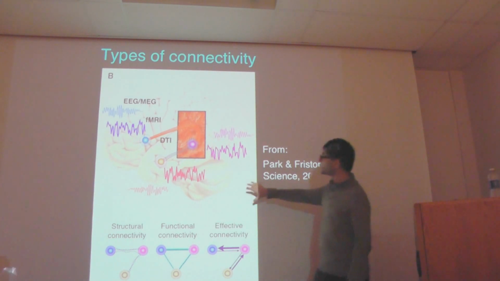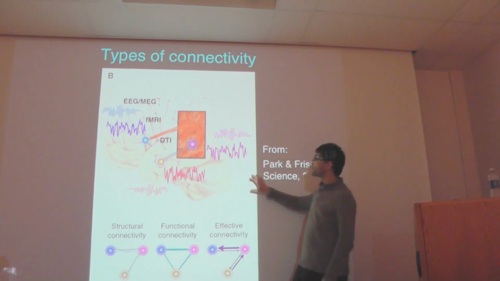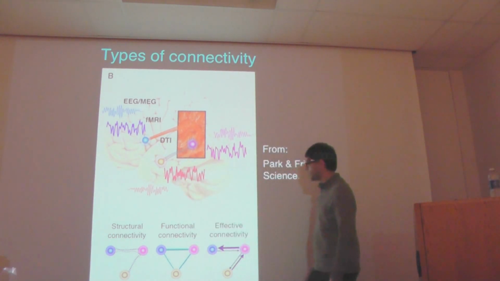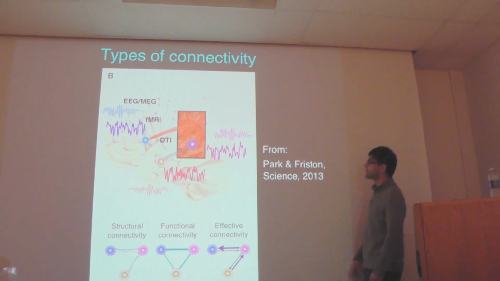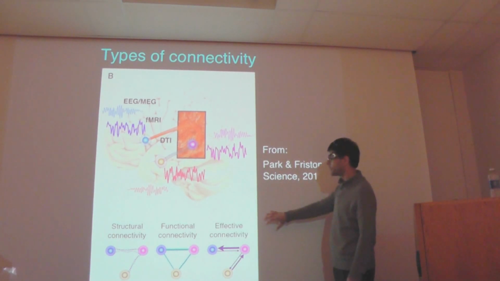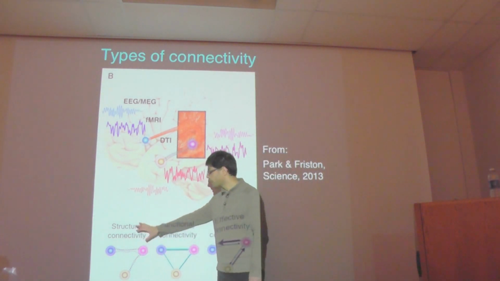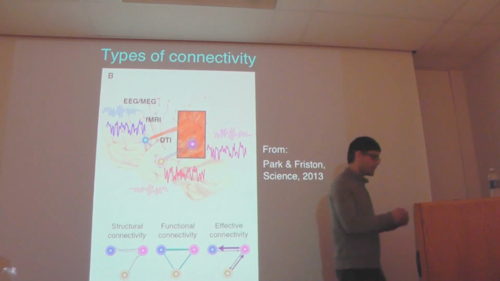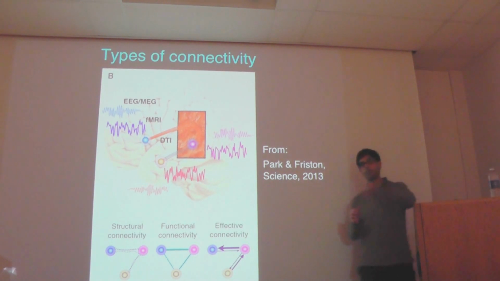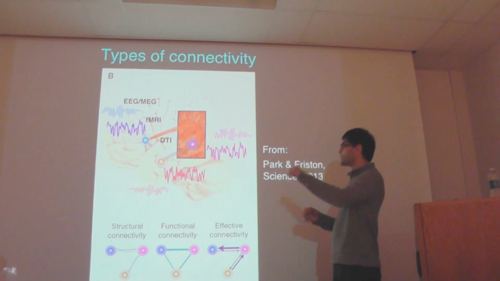But so here's a brain. And here's different signals and different things happening in the brain. And they're all different measures of connectivity. So we're going to talk a bit about it. So structural connectivity, that at least is a fairly clear label that says, is there actually some anatomical thing linking these two parts of the brain?